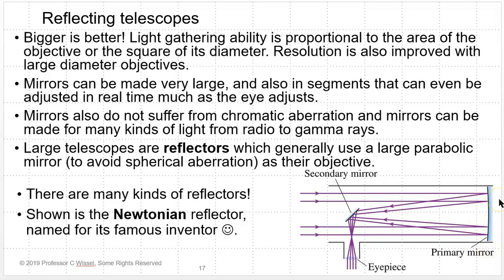And what is the objective? It's the first thing that sees the light. Okay, there's a secondary mirror that's flat and placed at a 45-degree angle, and that sends the image out to the eyepiece, which is right here.